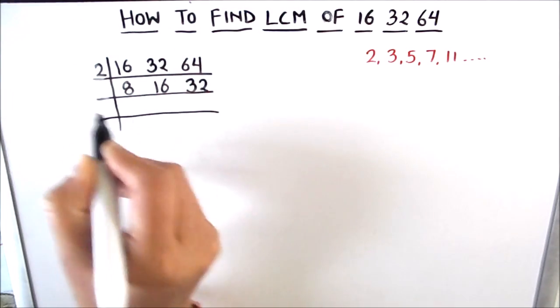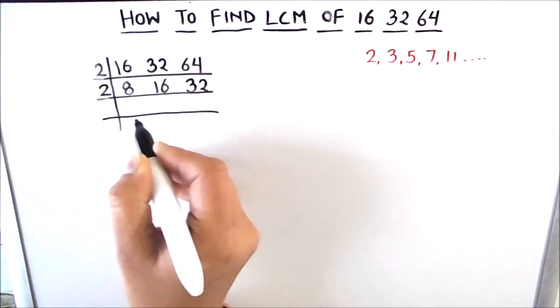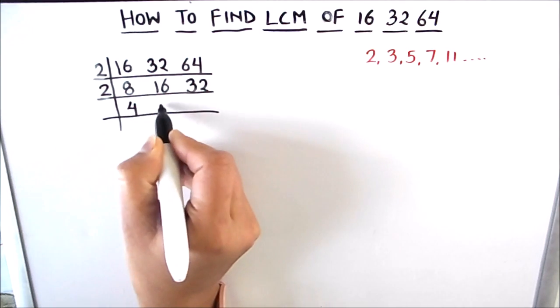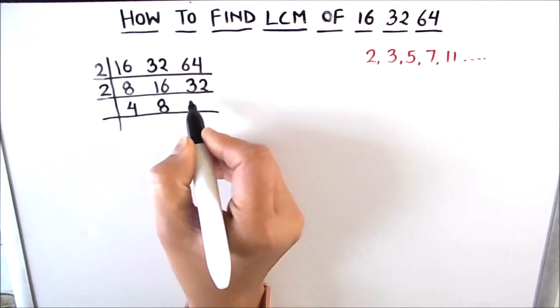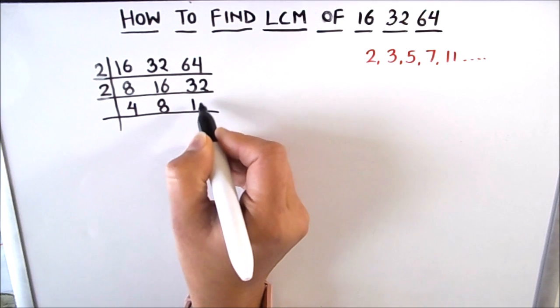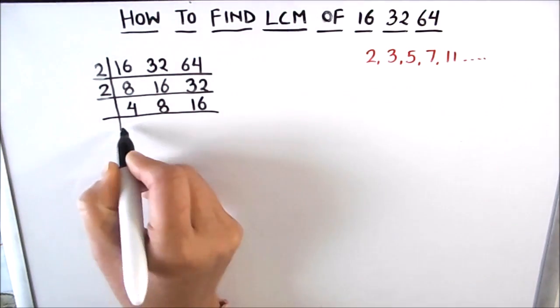Again we can use 2 because all the numbers are even and these will be fully divisible by 2. 2 times 4 is 8. 2 times 8 is 16 and 2 times 1 is 2, 1 is remainder. This becomes 12. 2 times 6 is 12.